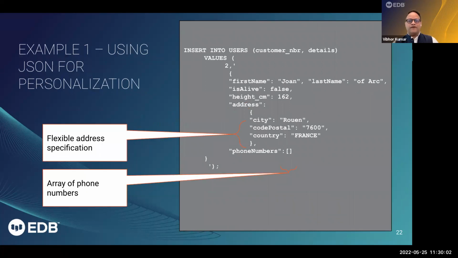This is one more example where you can use a flexible address specification. Address is another key, and in this key, you can store one JSON. And if you want to use an array, array notation and array capabilities are also available in the JSON structure of Postgres. This is fully supported in the JSONB data type.